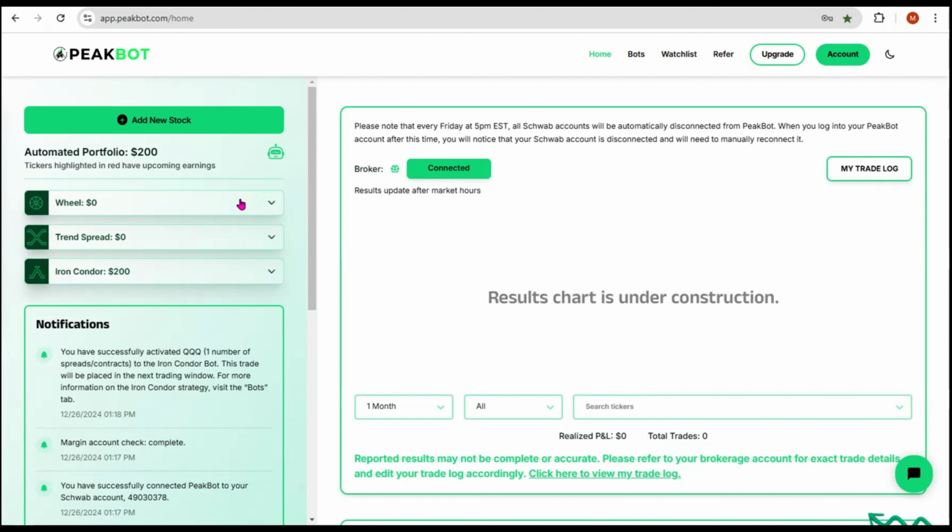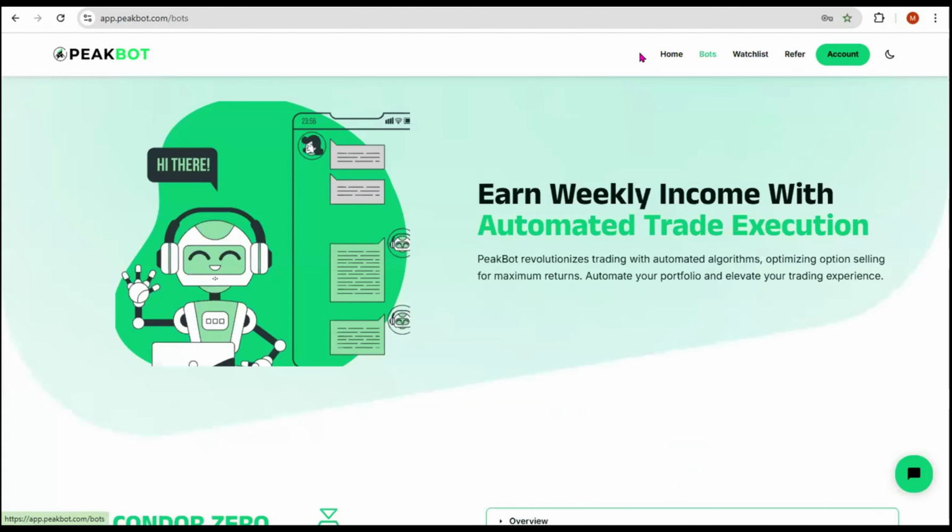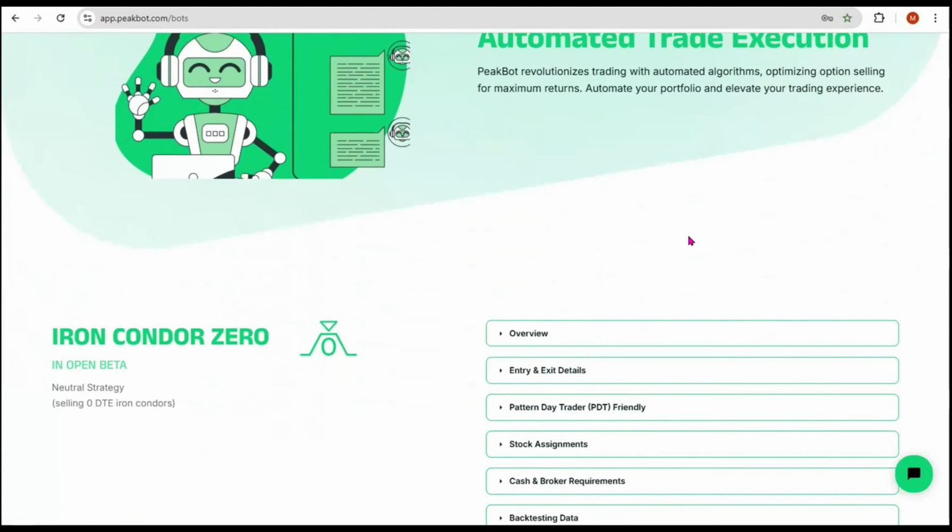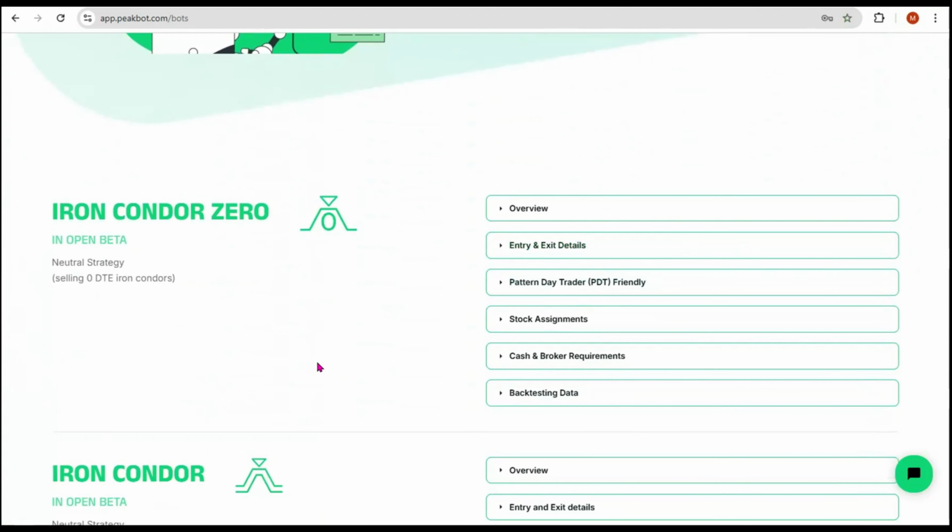But these are the different options right now that are being offered. It has a wheel option, a trend spread, and an iron condor. We are running the iron condor, because that's what I wanted to test on this. So these are the options that it offers.